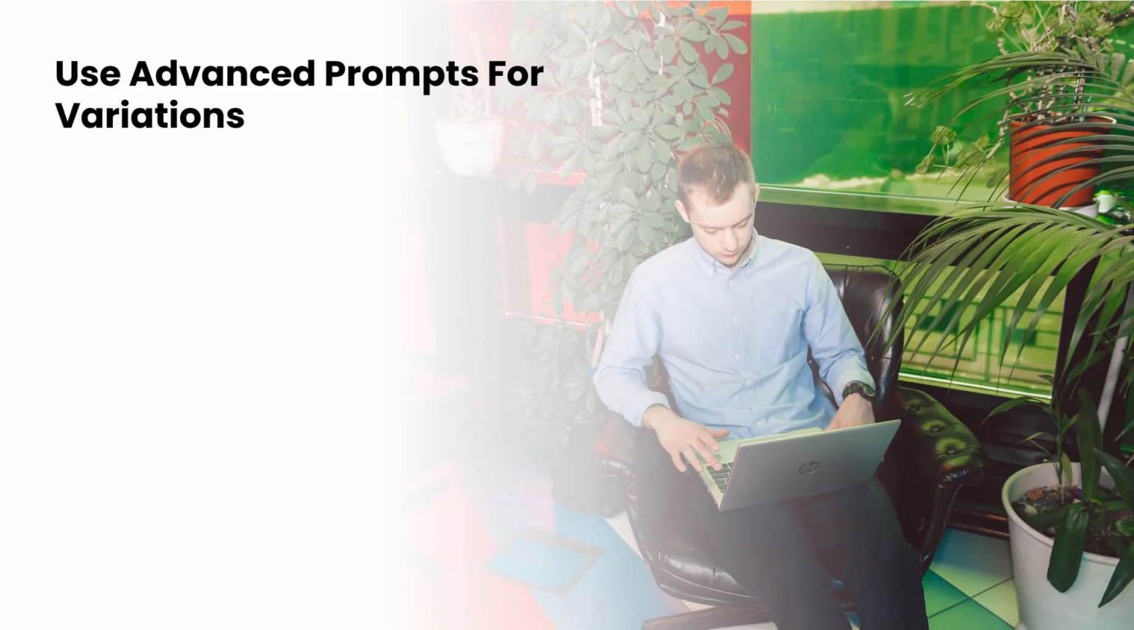Use advanced prompts for variations. Your AI art didn't turn out the way that you wanted it to. Rather than start again, you can ask MidJourney to make some variations for you. To get the best results from your variations, you need to use some advanced prompts to tell MidJourney what changes you want it to make. Here are some example variation prompts you could use.